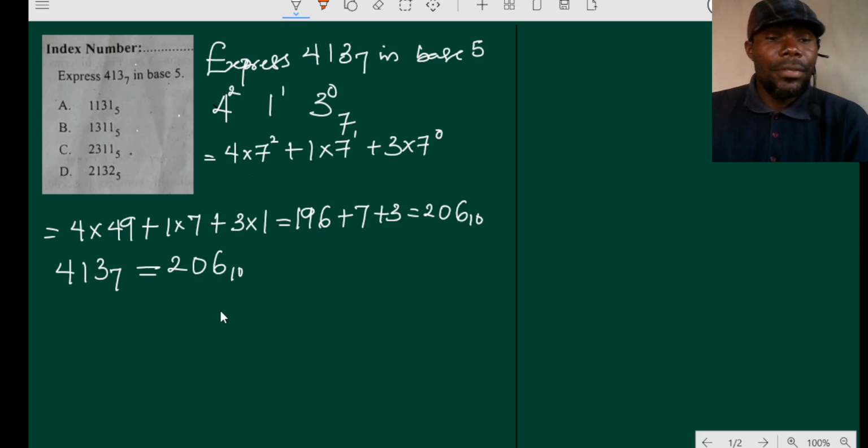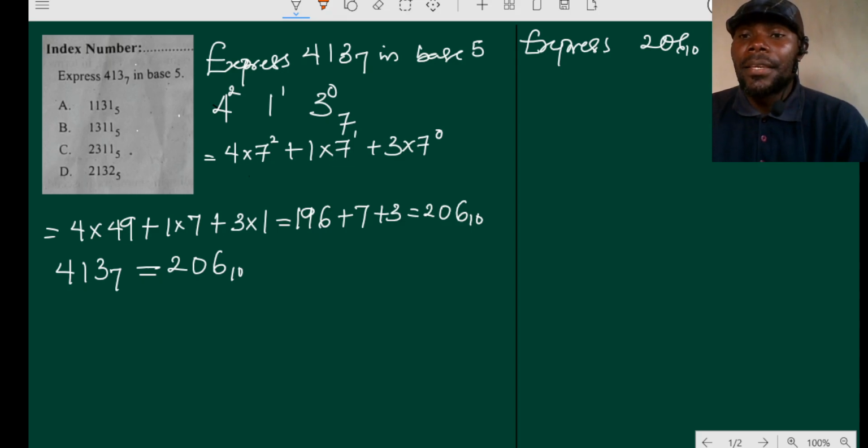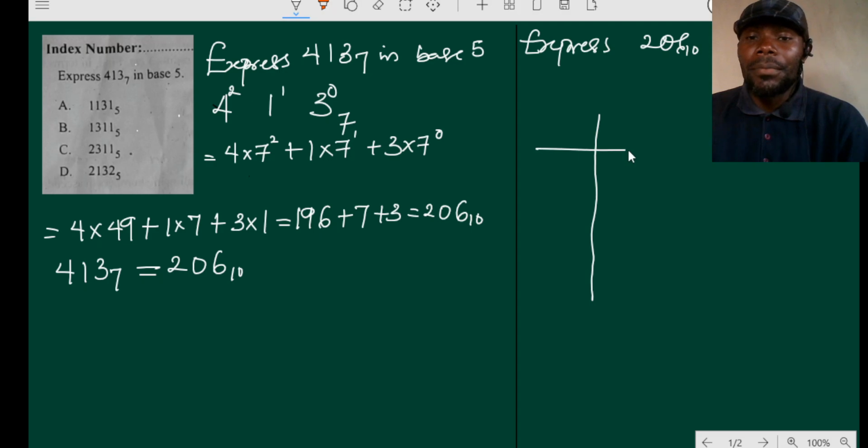Therefore, the question said to express it in base 5. So if you are to express 206 base 10 in base 5, in arranging this in base 5, you have something like this. You have 206 divided by 5.